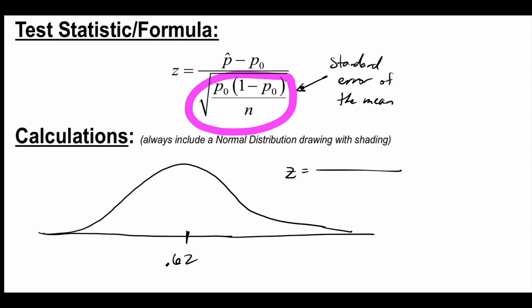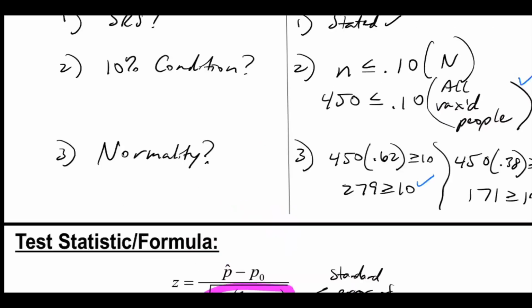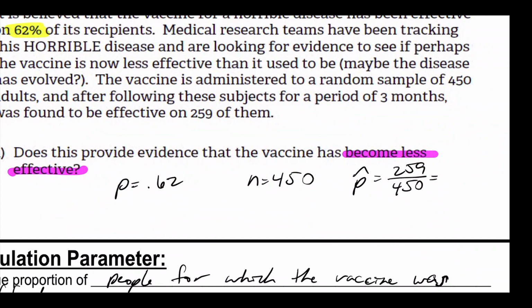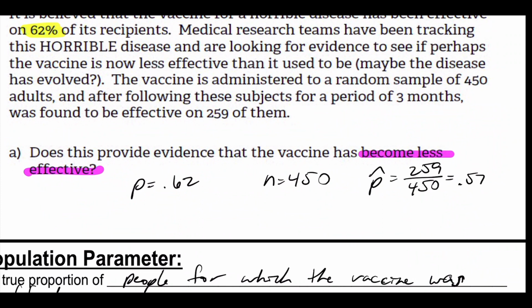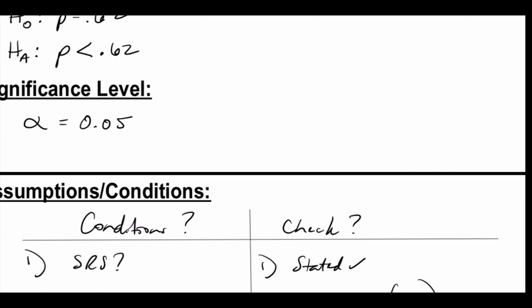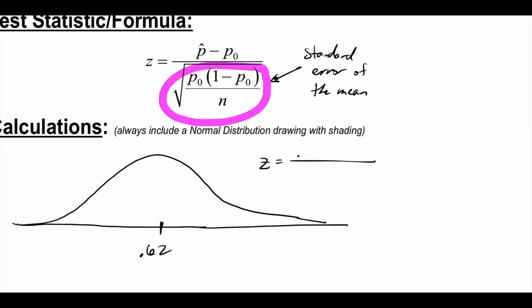So now let me crunch some numbers. Z equals, what was my p hat? Do we know what p hat is? 0.5755. There you go. We didn't calculate it, but some of you guys did. So we'll go 0.576, minus 0.62. And then the bottom is 0.62 times 1 minus 0.62, divided by 450.